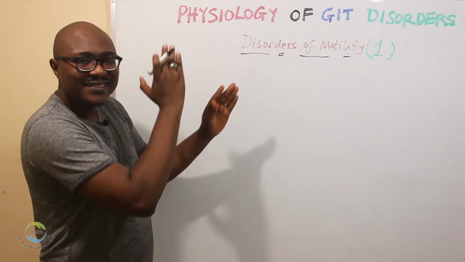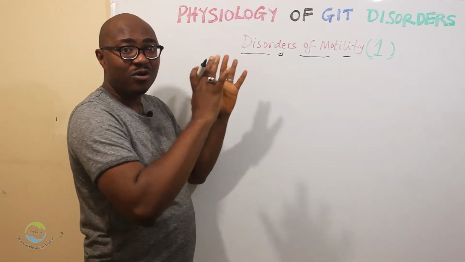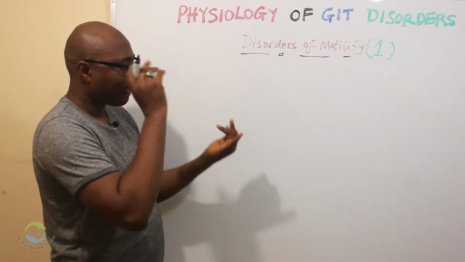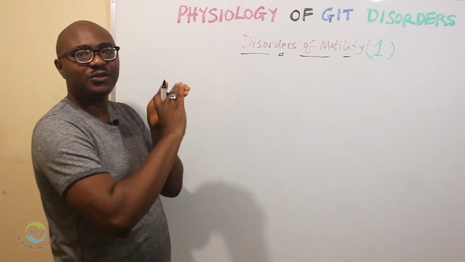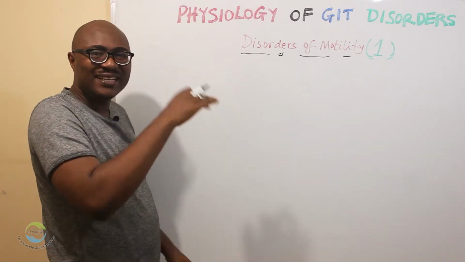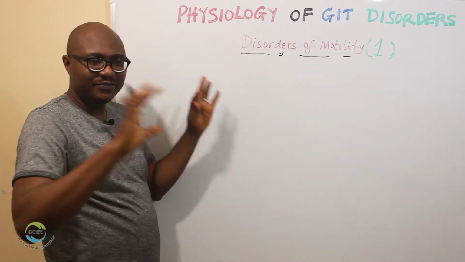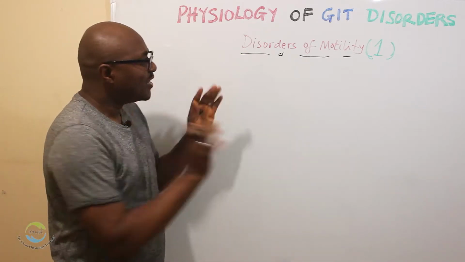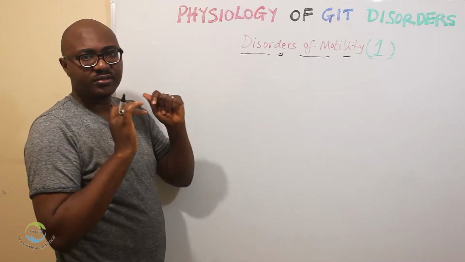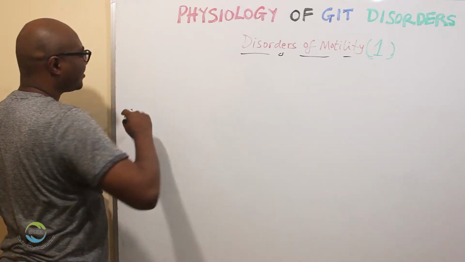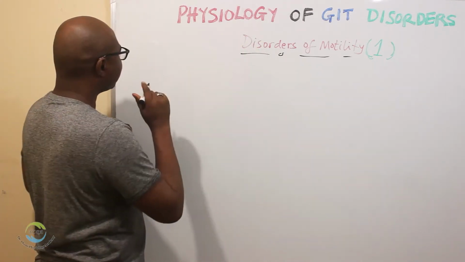Now, we're going to take it systematically. You know, we talked about 4 cardinal functions of the GIT: motility, secretion, digestion, and absorption. So we're going to be looking at the disorders, the problems that can arise from these 4 different aspects of GIT function. So we're starting with motility disorders, part 1. Okay, just briefly. We're going to look at 4 major ones, and we'll touch 2 of them briefly today in this part 1.